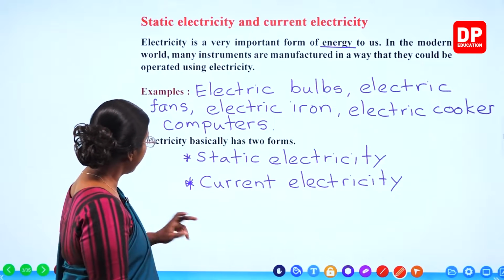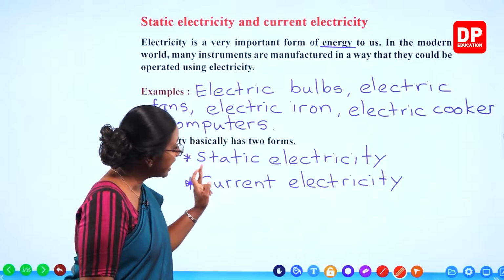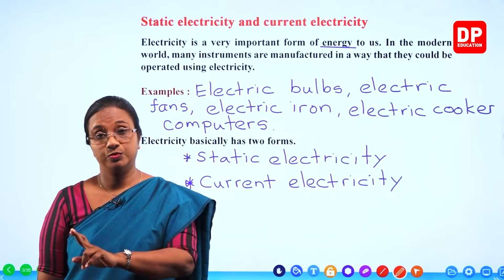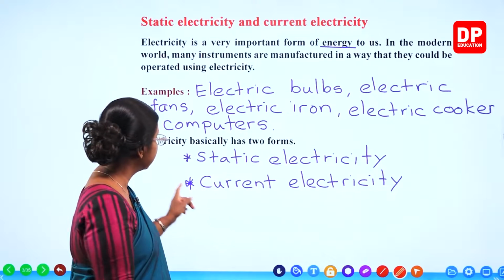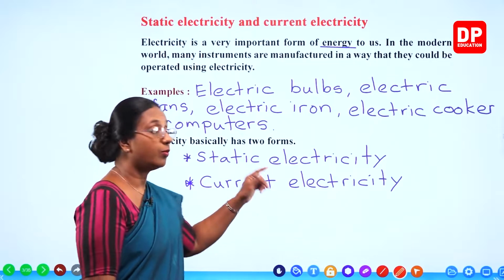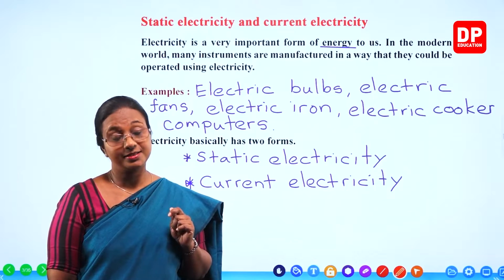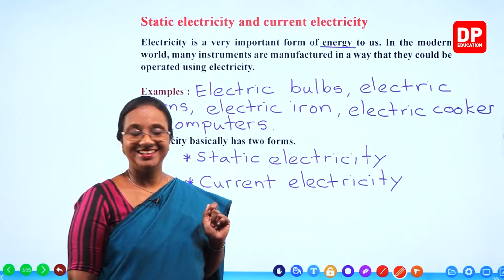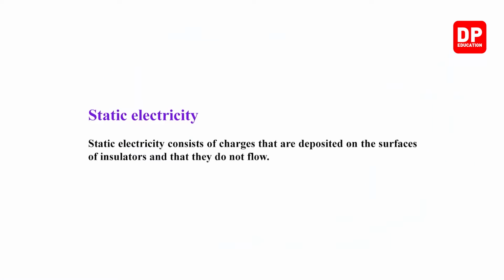So as I told you all, there are two forms, and static electricity is the charge that does not move. So first we will discuss what static electricity is, and then we will move on to current electricity. So with that, students, I will move on to the next slide. So as we discussed, students, there are two types of electricity. One is static electricity, the other one is current electricity.